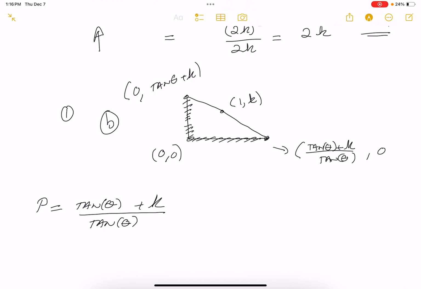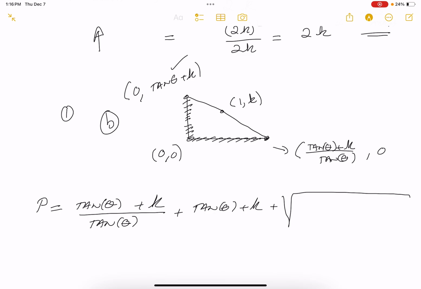These are easy ones, that's why I'm doing them first. Plus, well, that's going to be tan theta plus k. All right, so we got two sides. Now we do the third side. The third side's going to use the distance formula. That's problematic, but let's write it down. And let's see. Well, it doesn't look that bad, actually.